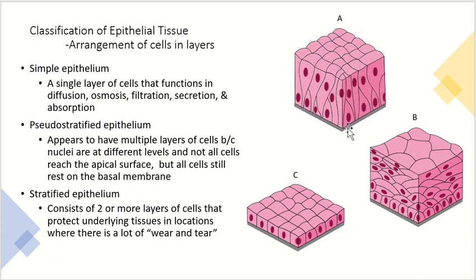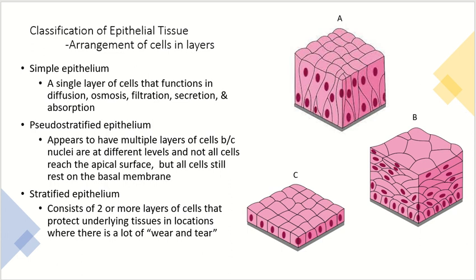So as a result of this pseudo-stratified, pseudo-layered look, not all of these cells are going to actually reach the apical surface. And that's really going to contribute further to that pseudo-stratified looking arrangement here that we can see in A.